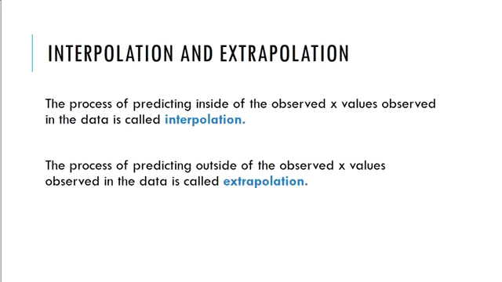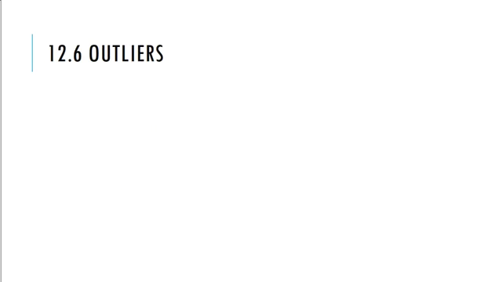So, interpolation and extrapolation. The process of predicting inside the observed X values is called interpolation. And the process of predicting outside of the observed X values in the data is called extrapolation. These are just two things that you need to know about in statistics.